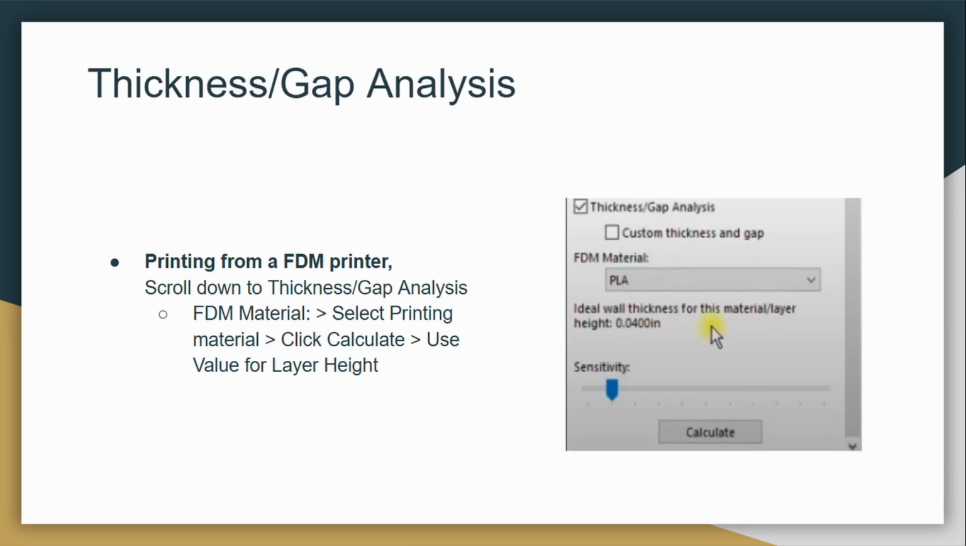If printing from an FDM printer, make sure to scroll down to thickness and gap analysis. Choose your material from the list and click Calculate. Use the determined height at the top to make your print optimized as best as possible.